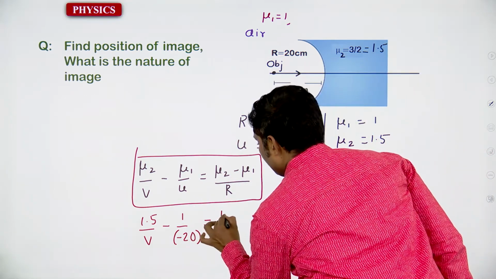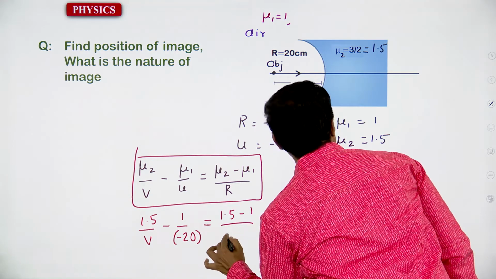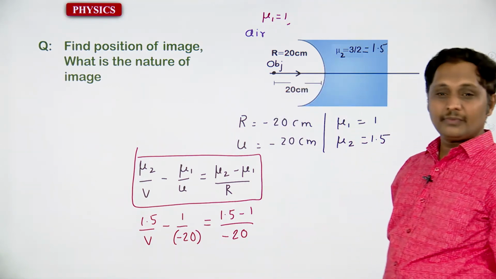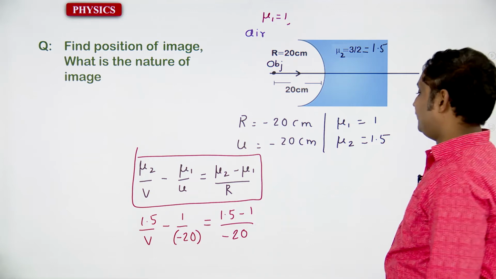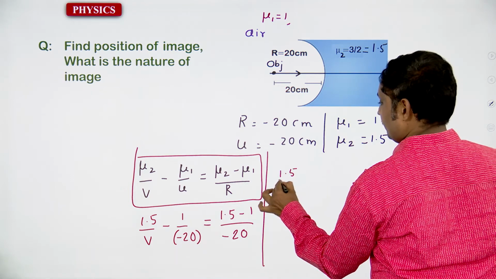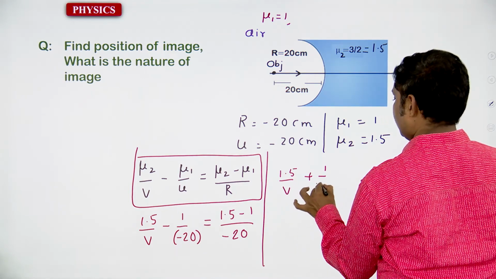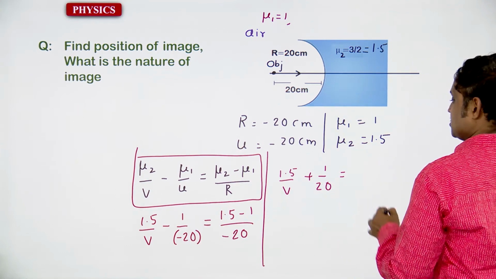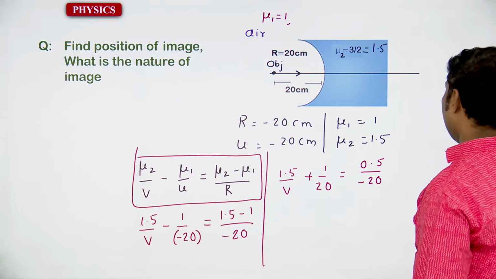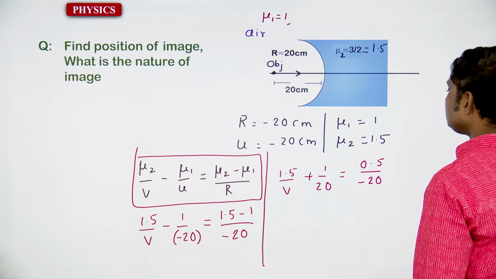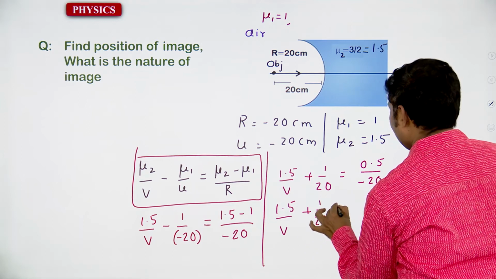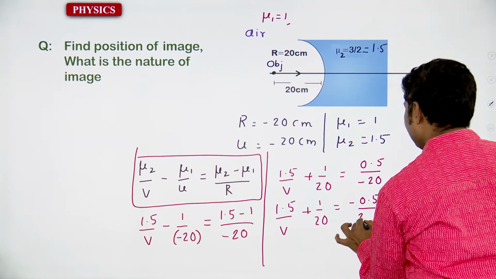1.5 minus 1 by R. What about R? That's going to be minus 20 centimeter. It's very clear. Now you can have the further calculations. So 1.5 by v plus 1 by 20 is equal to 0.5 by minus 20. That is 1.5 by v plus 1 by 20 is equal to minus 0.5 by 20.